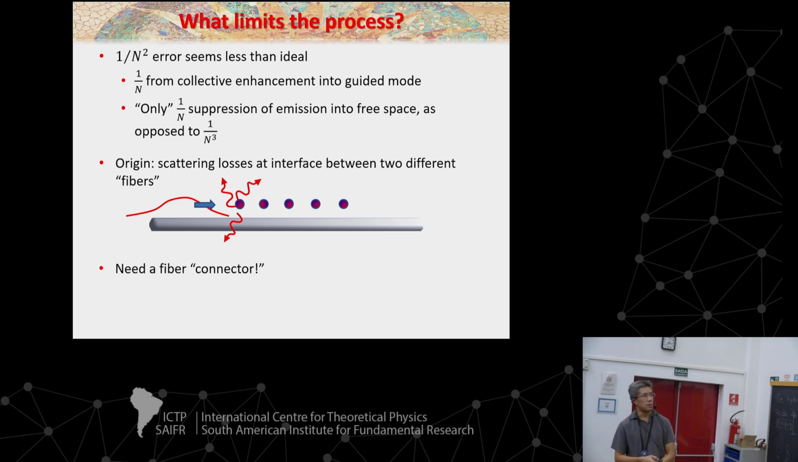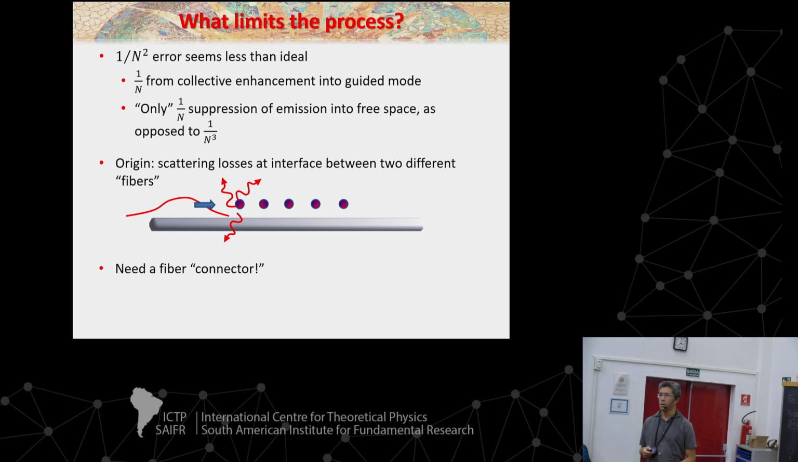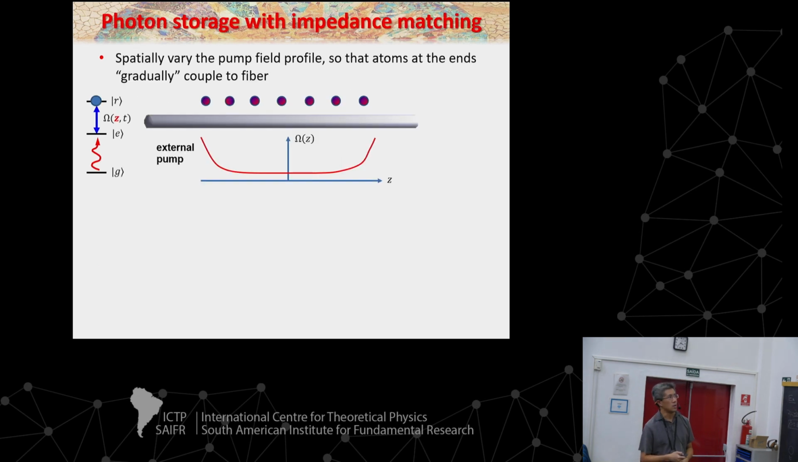Okay, so if you do work with experiments and different optical fibers, the solution in lab is simple. You just buy a fiber connector, which is designed to smoothly transfer the dispersion relation from one to another. But when you have this kind of fancy atomic fiber, this connector is not something that you can buy from a store. You have to make it in the lab.